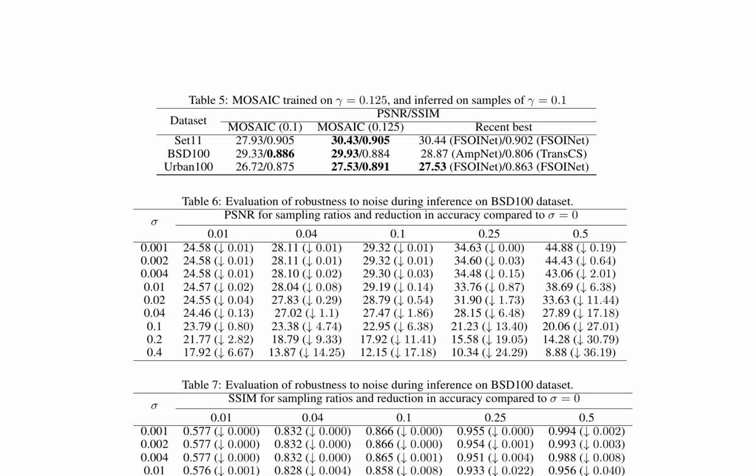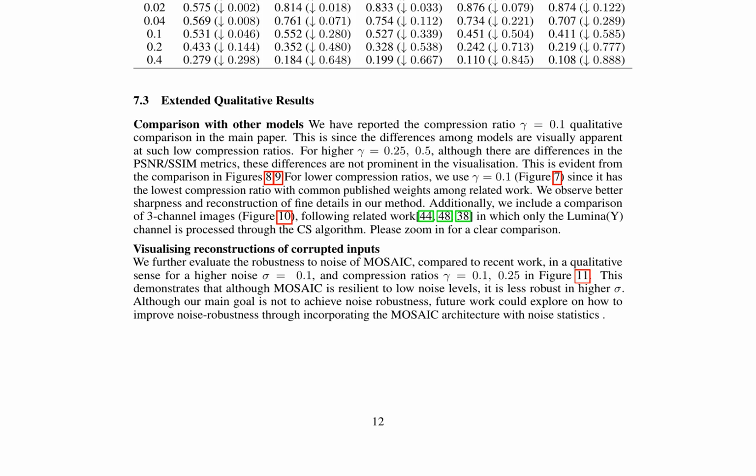The authors further provide qualitative results, comparing MOSAIC with other models at various compression ratios. They observe better sharpness and reconstruction of fine details in their method, particularly at lower compression ratios. Additionally, they visualize reconstructions of corrupted inputs, demonstrating MOSAIC's robustness to noise at lower levels but decreased performance at higher noise levels. Overall, the results demonstrate the competitiveness of MOSAIC in CS reconstruction and its ability to generalize to different sampling ratios and datasets. However, the authors acknowledge the need for future work to improve noise robustness, potentially by incorporating noise statistics into the MOSAIC architecture.